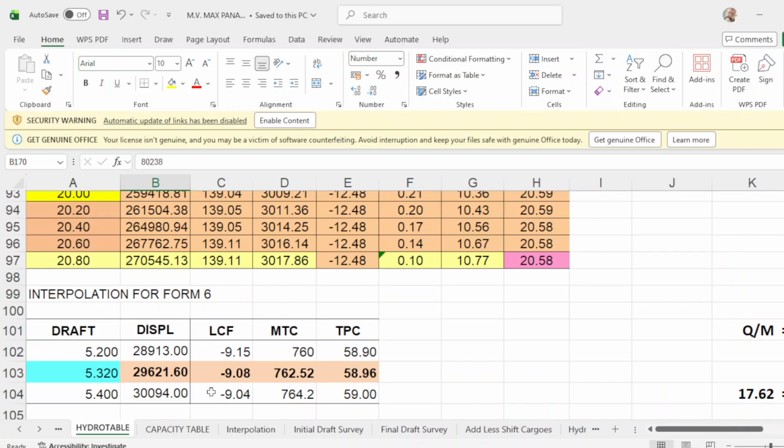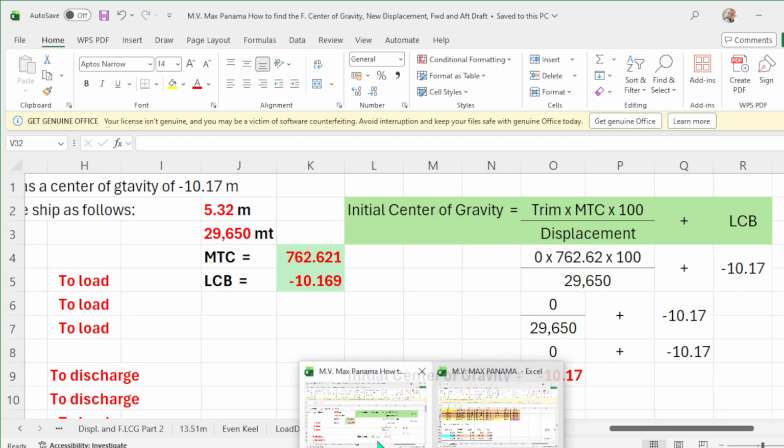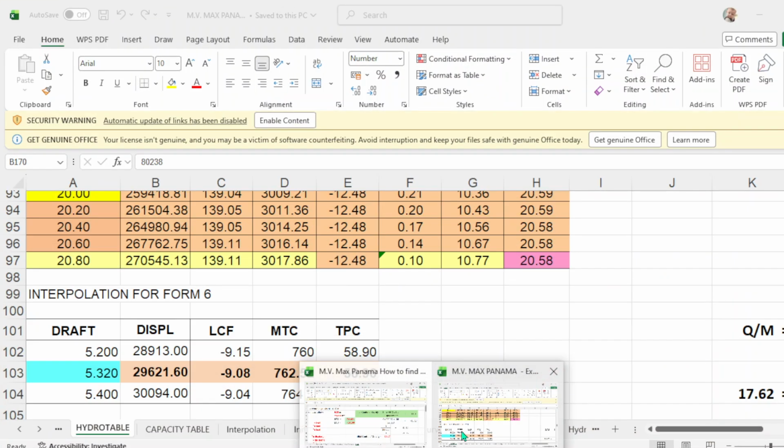How do you get that? The MTC is 762.621. How is that 5.32?